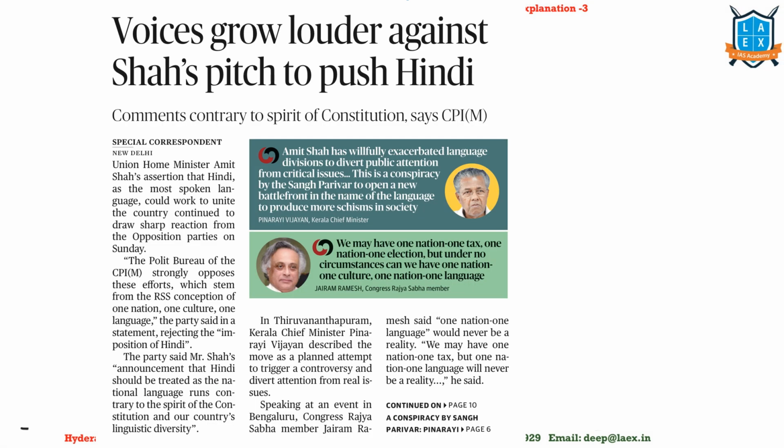Voices grow loudest against Shah's pitch to push Hindi. You know that Hindi is not a national language. It's one among the languages recognized in the Constitution of India. It is also not the only official language. There are many other official languages. So, in this context, declaring Hindi as the one national language is part of the wider agenda of the RSS: one nation, one language, one culture. So, see the ideology difference. The RSS believes that the unity of India can be brought in through uniformity. The other way around, our constitution believes that the unity of India can be achieved through diversity.